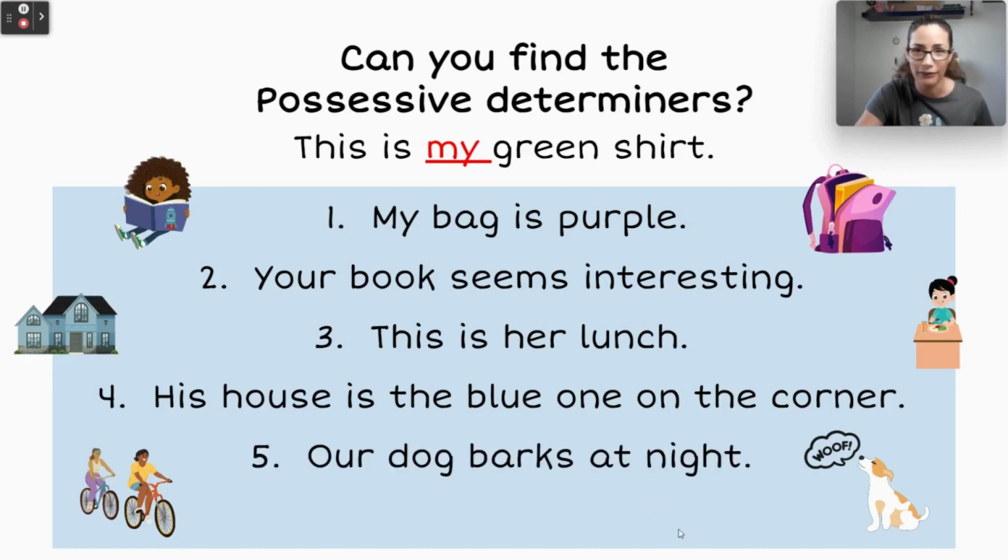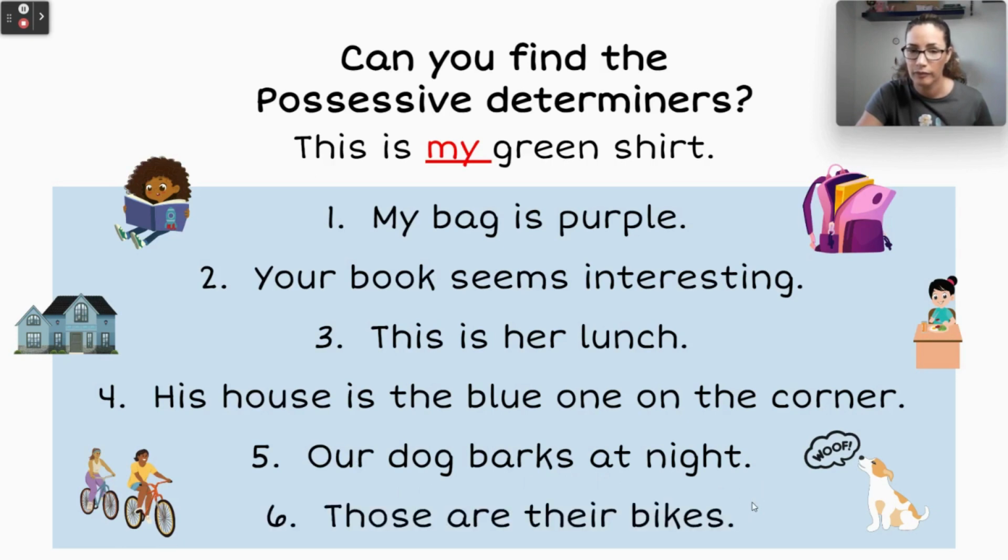Number 5. Again, just listen and then repeat. Our dog barks at night. Our dog barks at night. Now slowly so you can repeat. Our dog barks at night. Our dog barks at night. Whose dog?